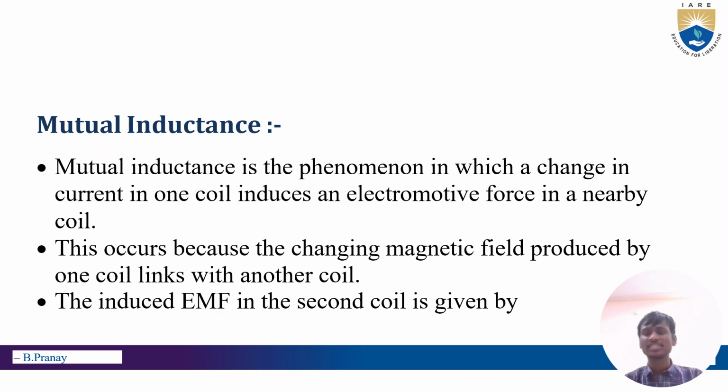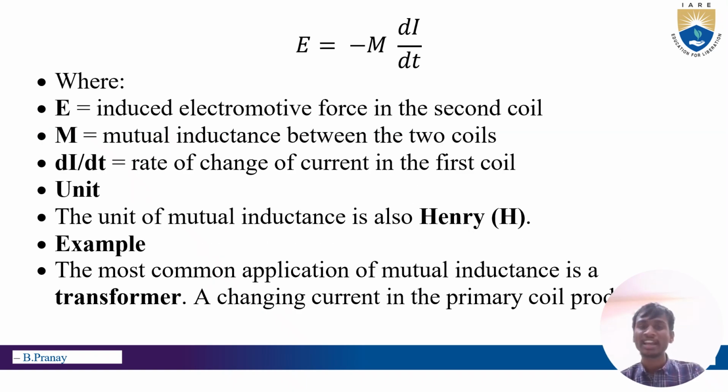The induced EMF in the second coil is given by E = -M di/dt. E is the induced electromotive force in the coil. M is the mutual inductance between coil A and coil B, or between any two coils. di/dt is the rate of change of current in the first coil. Here E is the electromotive force in the second coil, since two coils are taken here.